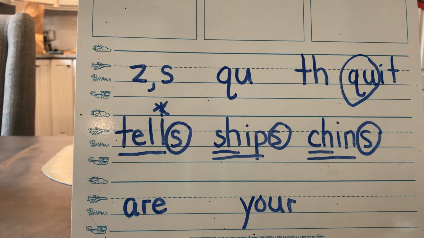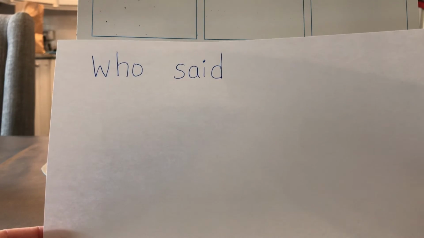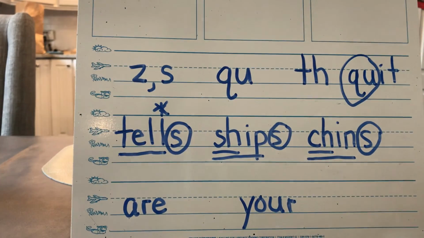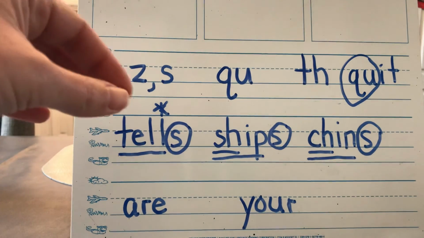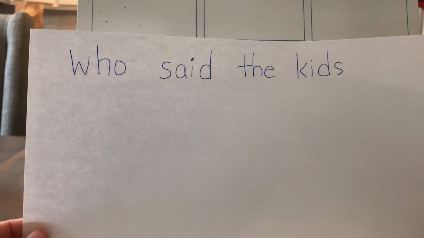So remember, let's try to write who said. So who, W-H-O, said. S-A-I-D. So those are our first 2 words. Who said, what are the next 2 words? The kids. So let's think of the, T-H-E, kids. What's the base word? Kid. Let's tap it. K-id. So we have kid, K-I-D. We have to add the suffix. So now we have who said the kids.